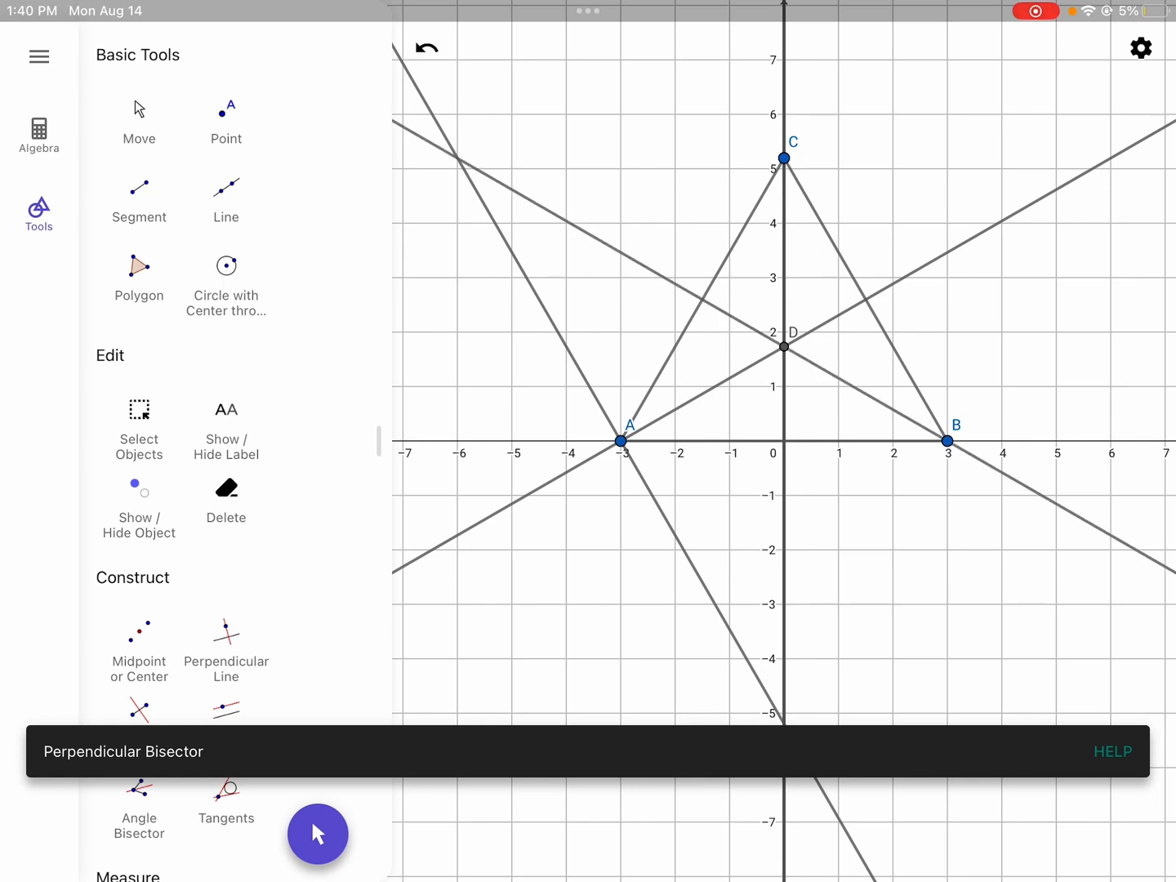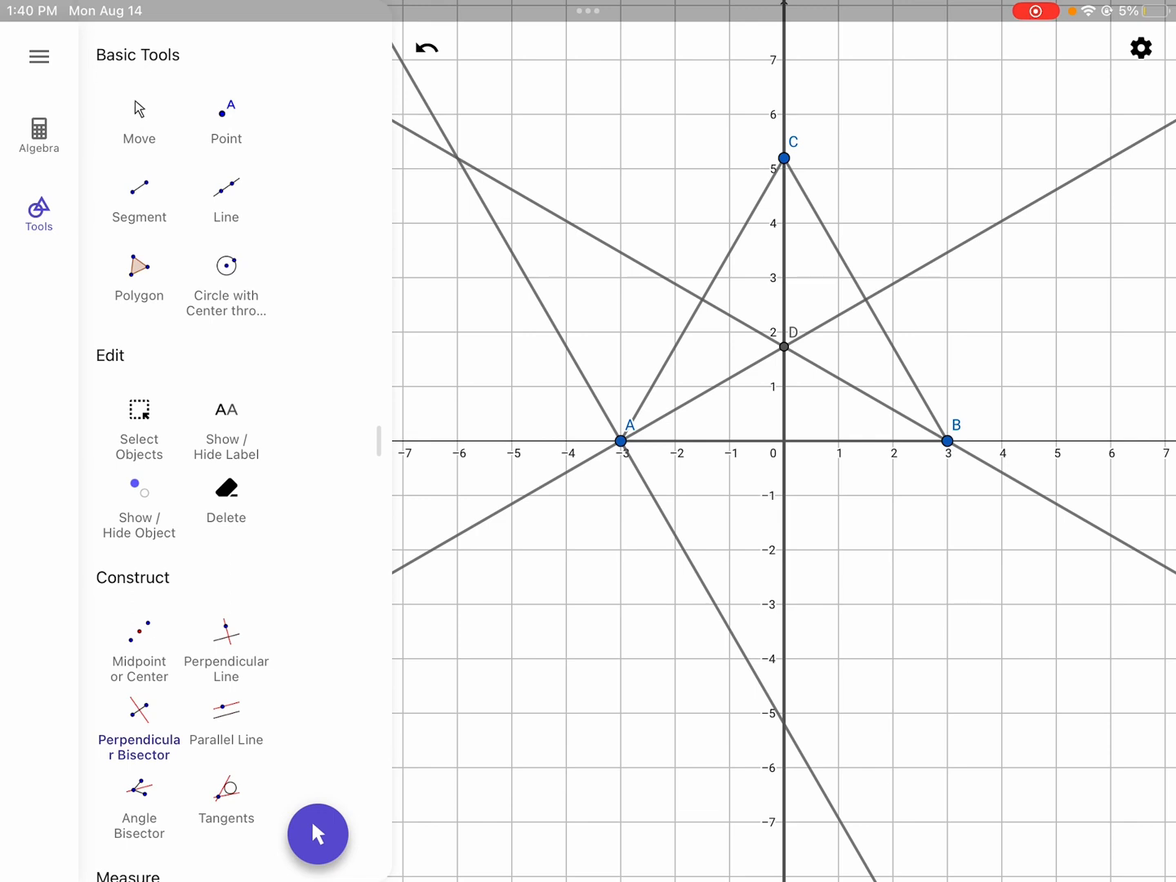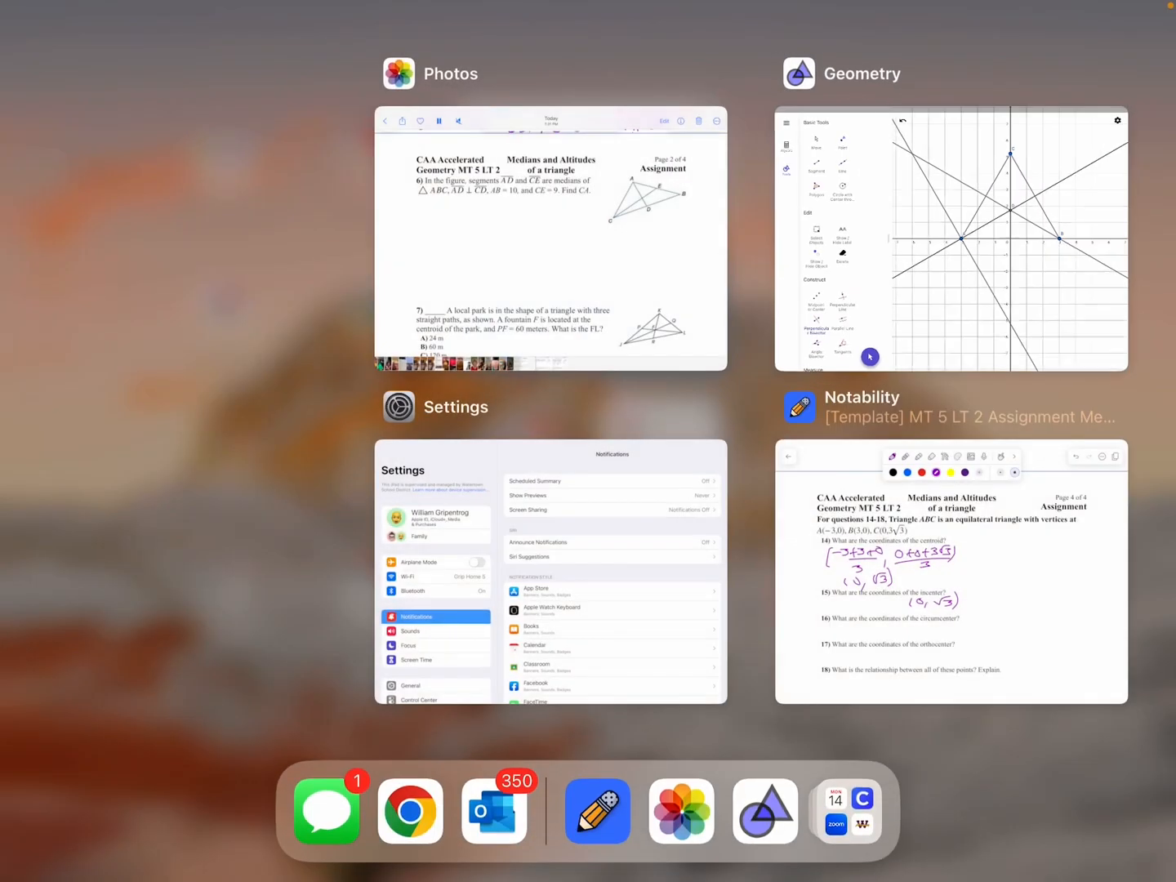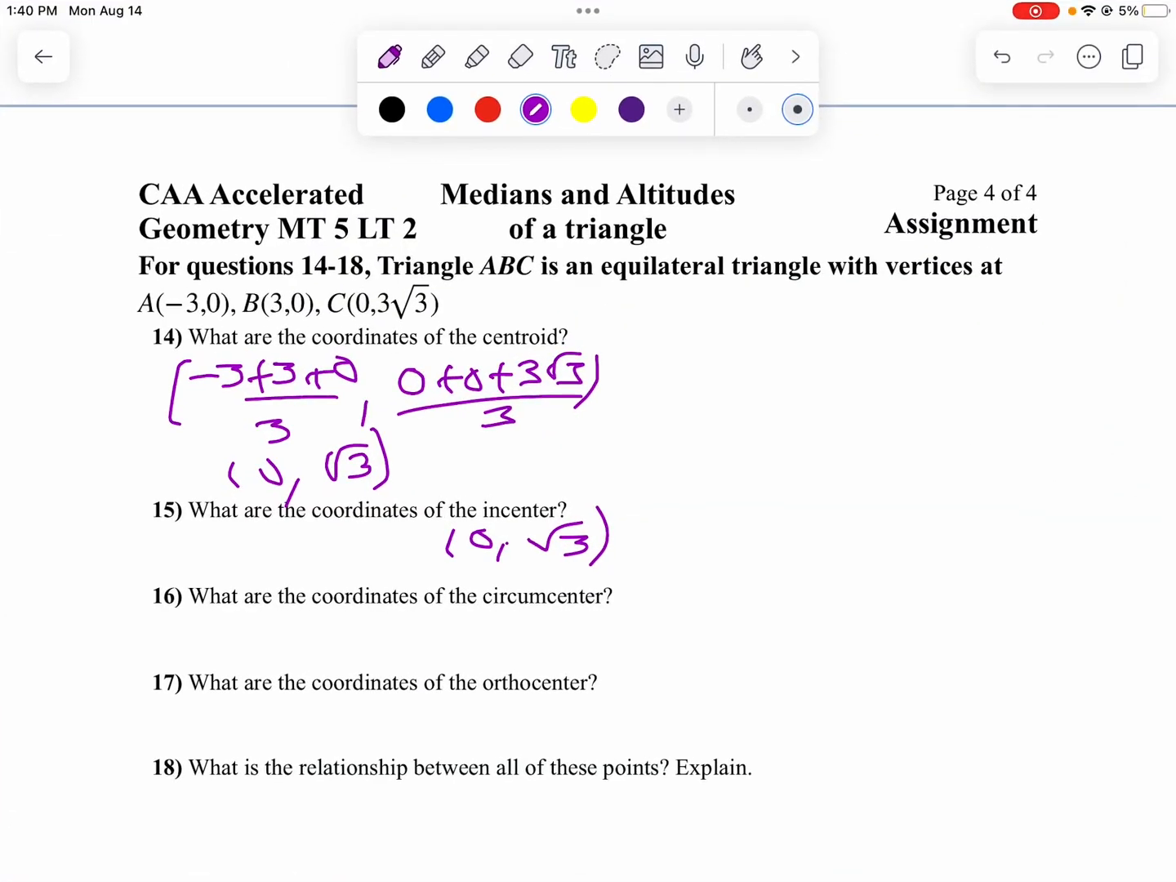There, notice it goes through point D again. If I click, I couldn't see the other ones because they're exactly the same. Probably should change colors on that if we could. And so it's also at 0 and the square root of 3. Do you see where we're going with this?